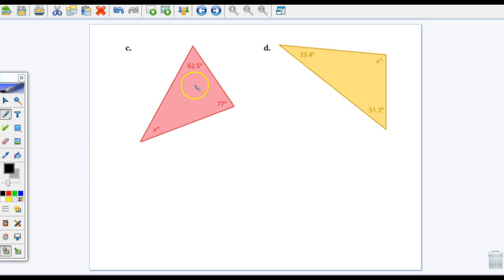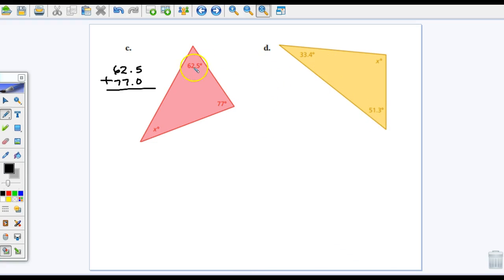Beautiful. Here we are. Now, here we have a decimal. Don't be afraid of it. Just make sure when you're doing your adding that you're lining them up. So this is going to be 62.5, and this is going to be 77.0. So as you add them up, make sure your decimals line up. Same thing on this side. We also have some decimals.